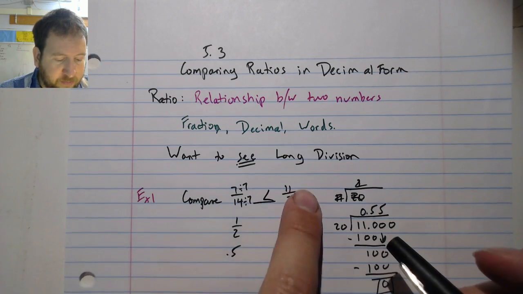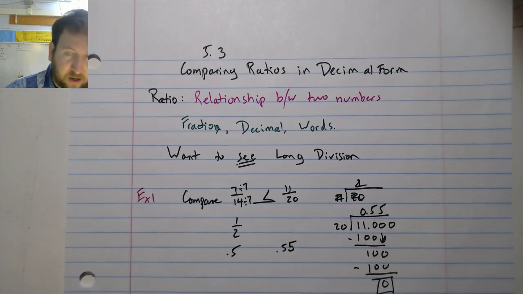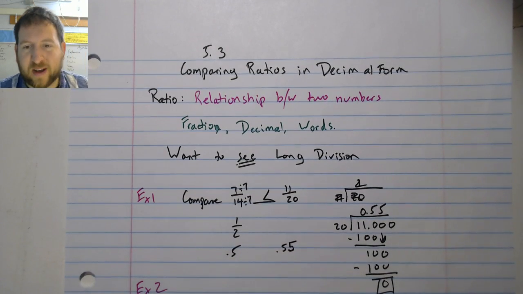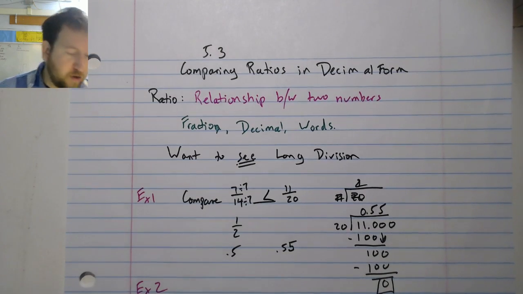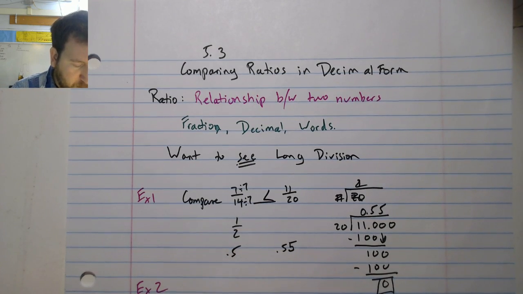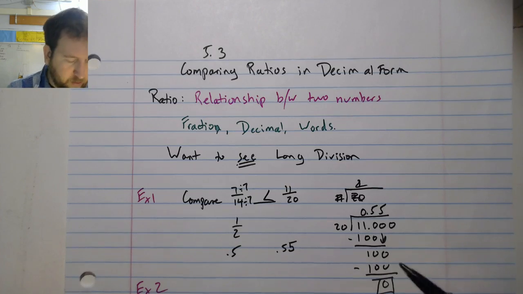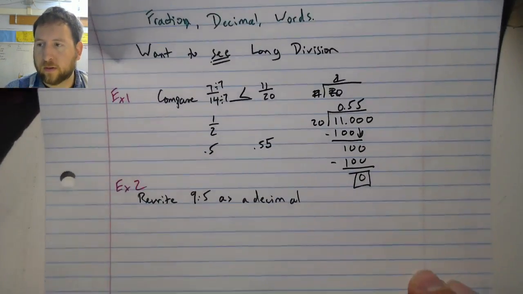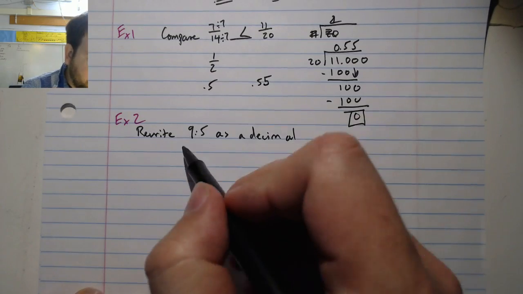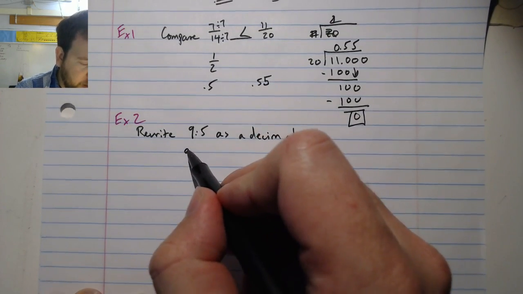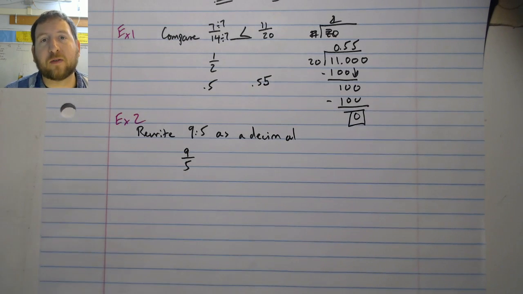Now, what was convenient is both of these came to me as fractions. But sometimes these ratios will come to us written out in their confusing ratio way. So if I say, rewrite 9 to 5 as a decimal, I'm going to first rewrite it as a fraction. I can see that I have 9/5. Okay, and now I'm going to need to turn it into a decimal using my long division.